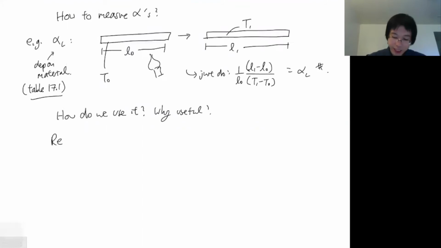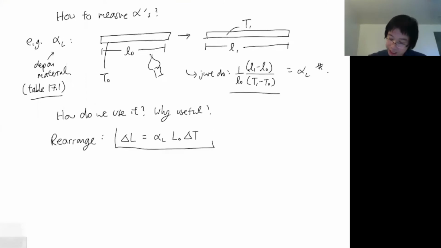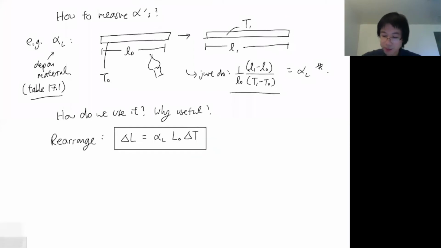The best way to use this practically is to rearrange your equation. Look at the definition over here, the delta L and the delta T. Rearrange it so that you put the delta T and the L naught on the other side. You see I sometimes use capital L, sometimes lowercase l. Again, you should know by now, it doesn't matter what symbol I use, as long as I clearly define what I mean by it, right?